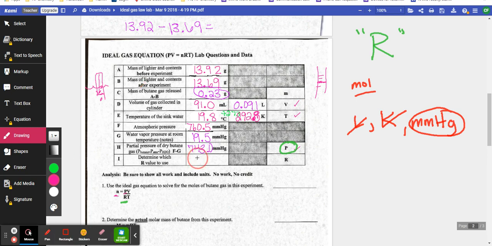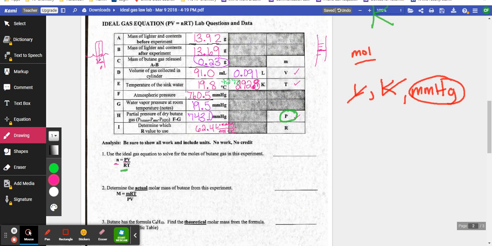So determine which R value to use, 62.4, and it's going to be liters times that millimeter mercury all over mole times K, right? And that takes care of all of our different units that we have. Okay, so now we have our entire data table filled out. The first question that we're going to be approaching is we are going to be solving for n, or our moles. Now that we know which R to use, we're going to just go ahead and use that ideal gas law in order to figure out the moles, okay?